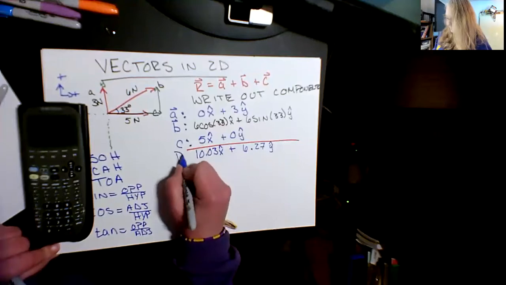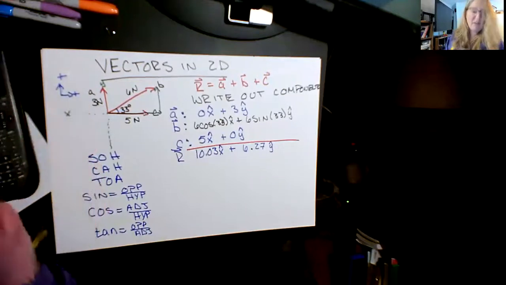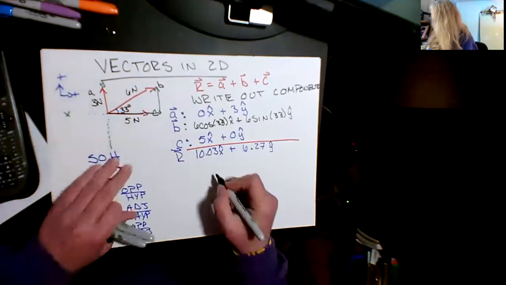So this is my resultant vector. So think about what that information tells us, because this is the thing we're going to use a lot of this quarter.